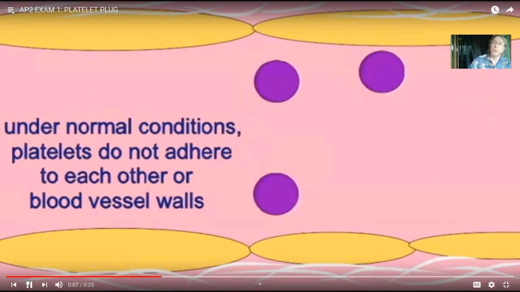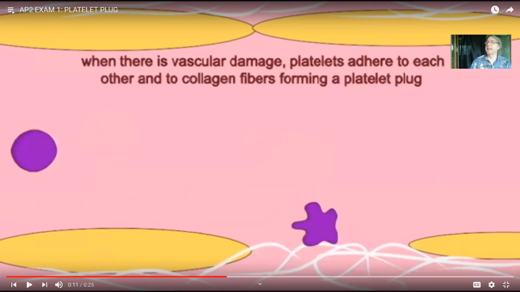But that's what we want. We want that under normal conditions, they don't adhere to each other. We don't want to start clots when we don't need to. It's only when we've cut ourselves. So if we cut ourselves here, notice that the endothelial cell is gone. Here we've now exposed collagen.